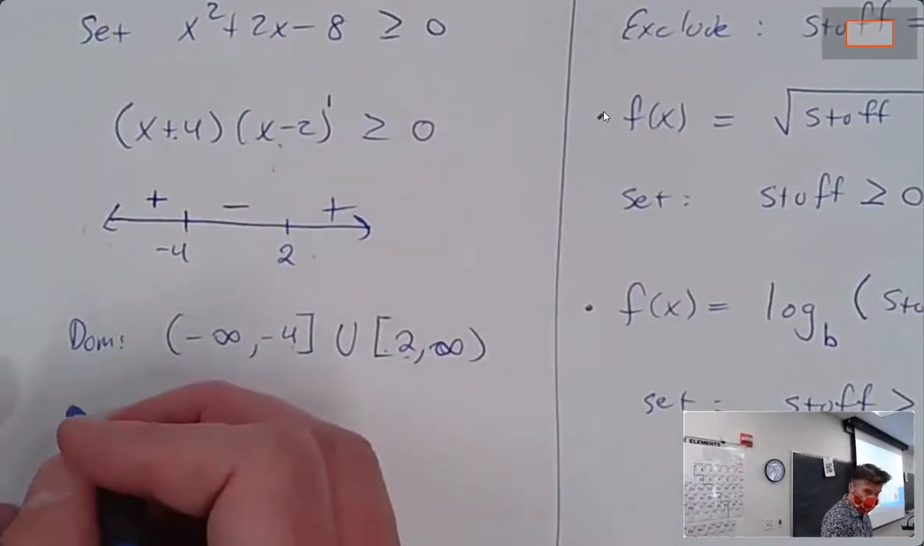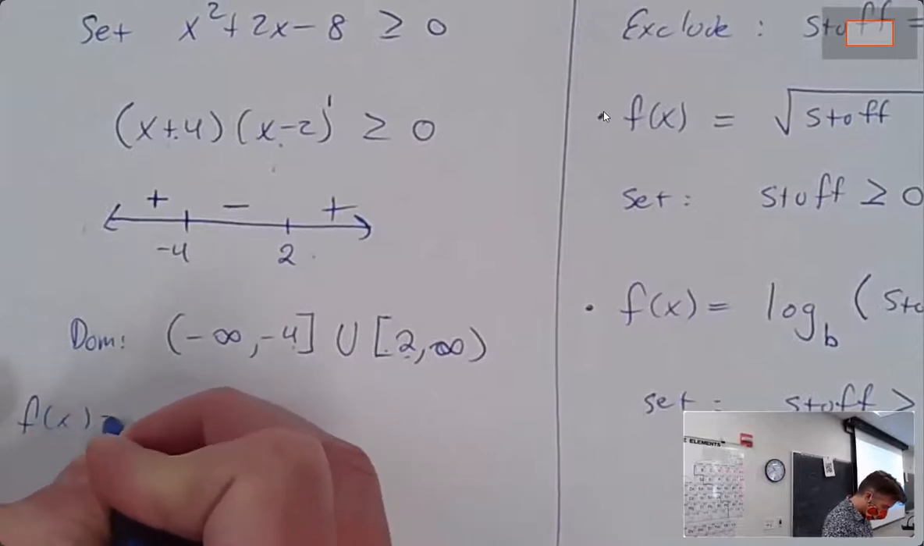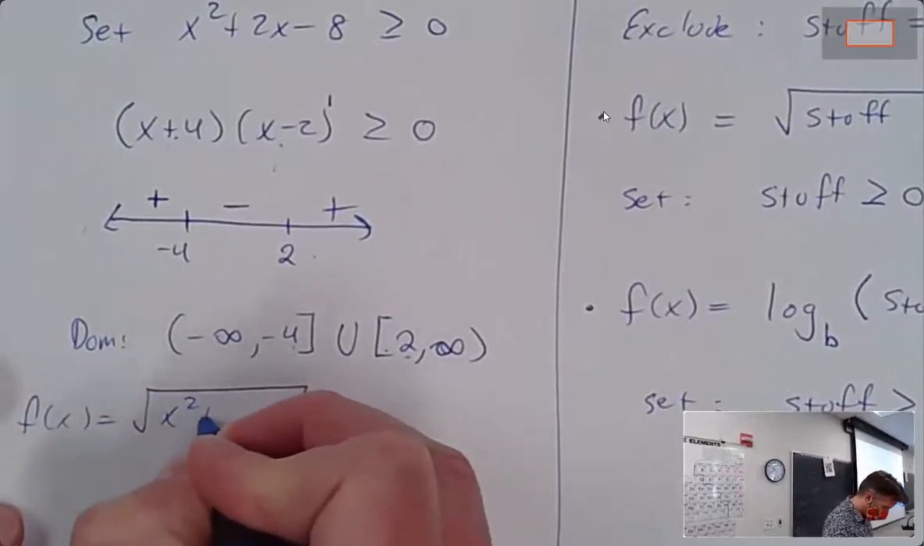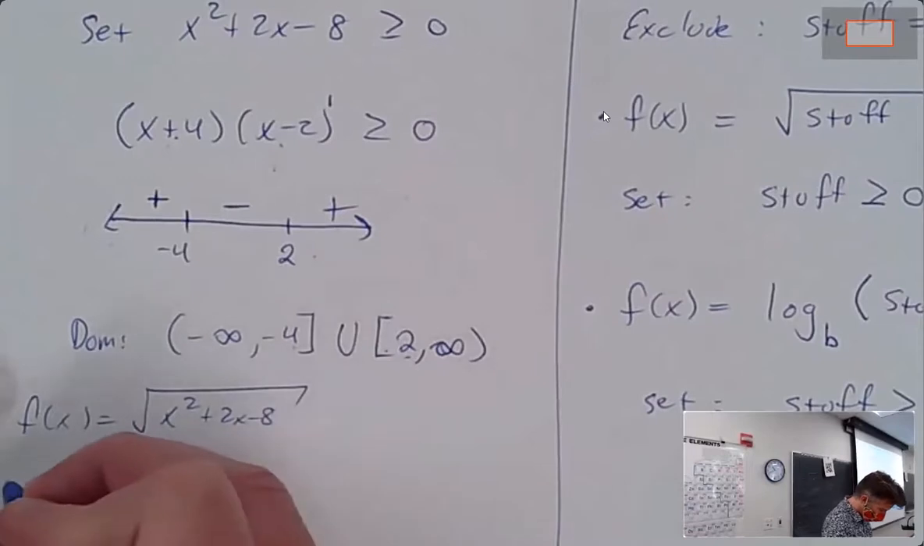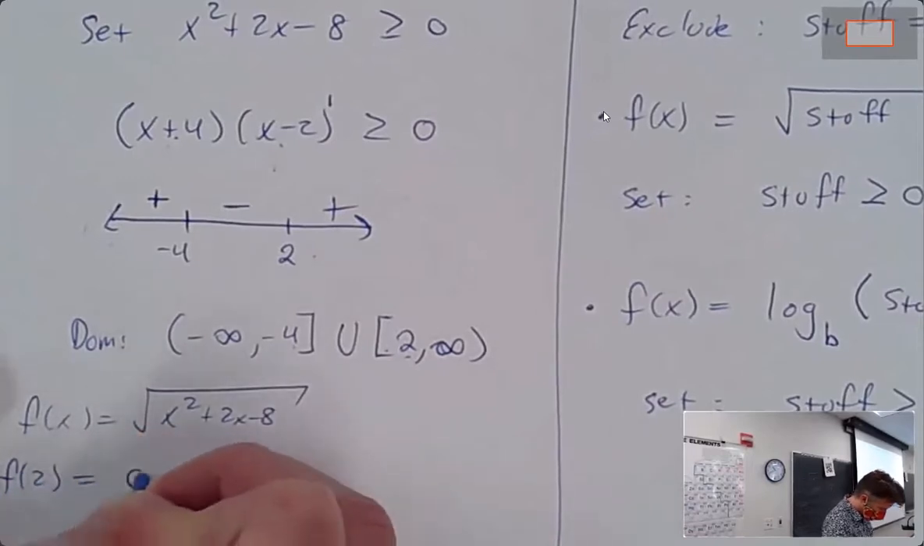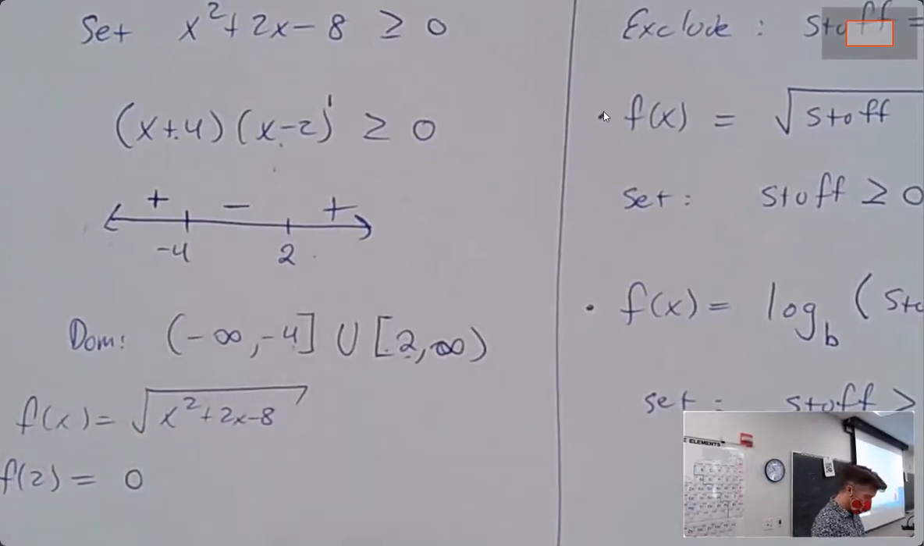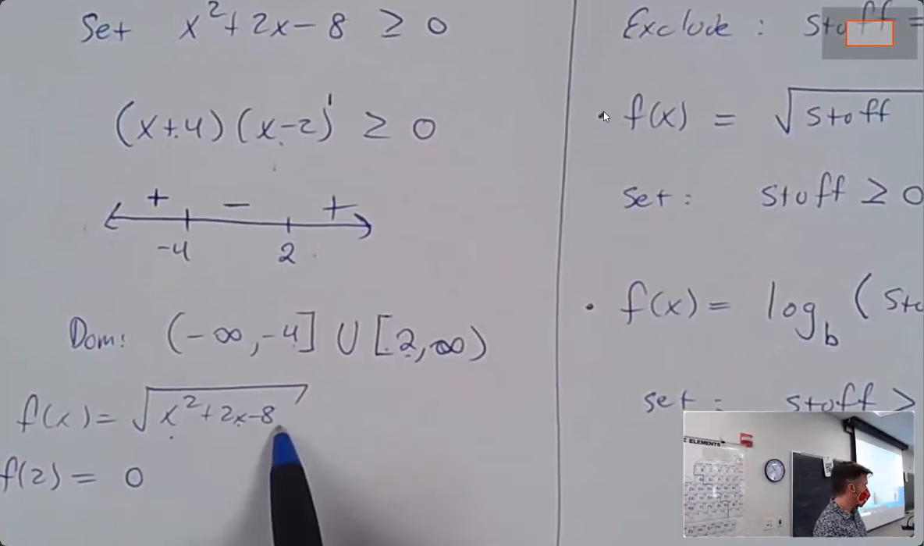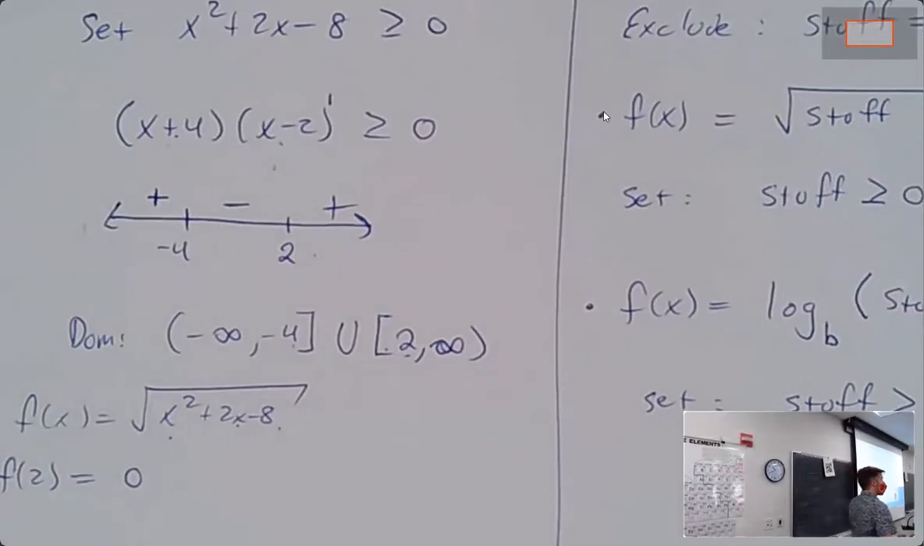If I look back at my function, f of x equal to the square root of x squared plus 2x minus 8, I can see that f of 2 is equal to 0. I plug in 2, I get 4 plus 4 minus 8, that's 0, square root of 0 is 0. And that's the lowest the range values, or the y values, can be, because whenever you take a square root of something, you always get out non-negative numbers.